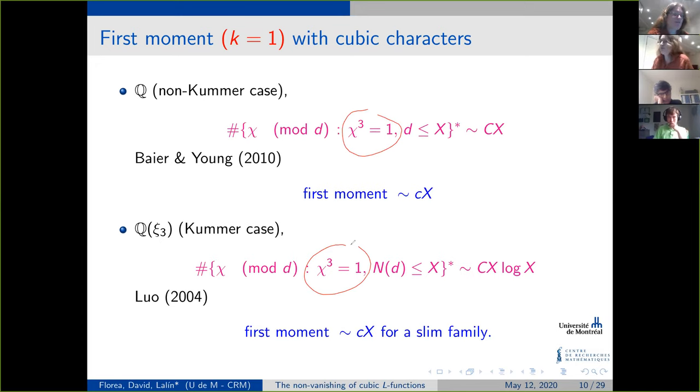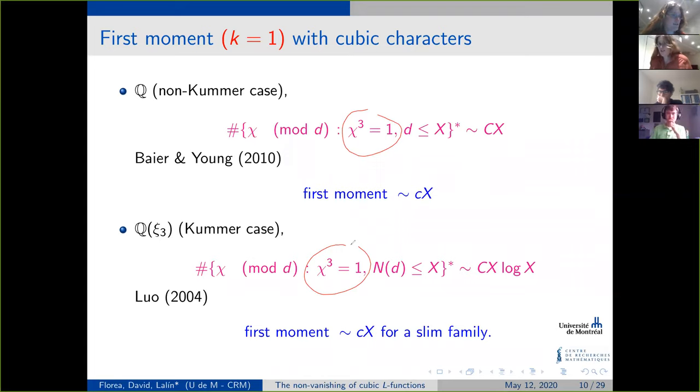And the first moment for cubic characters was computed by Baier and Young, 2010. They found that the first moment is asymptotically a constant times x, and the number of characters is also a constant times x. So that's a little bit to give you an idea of what one gets.